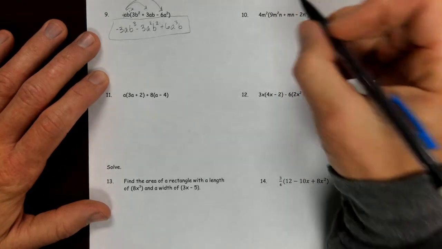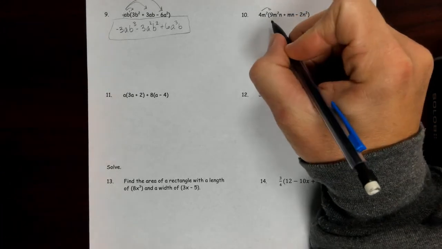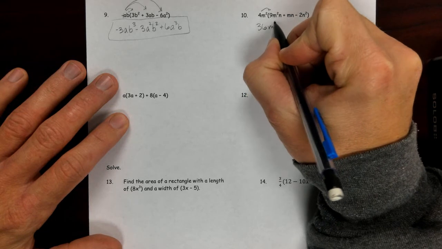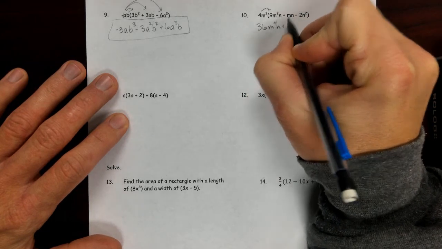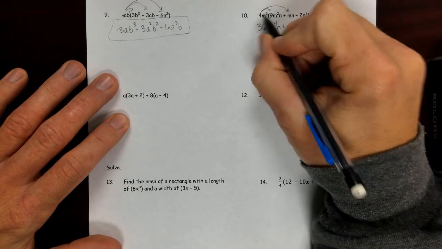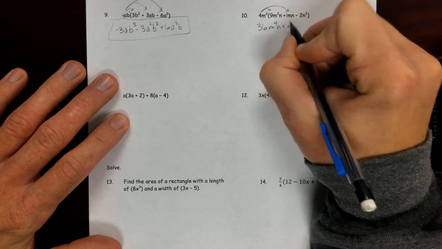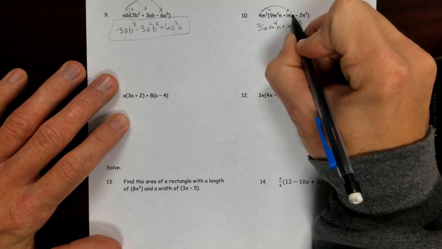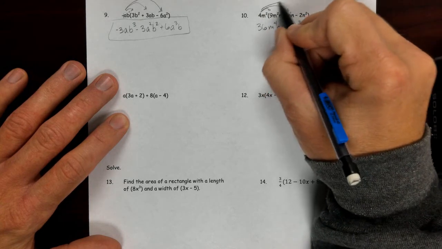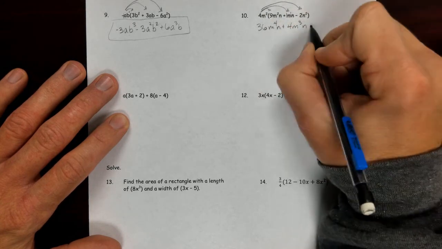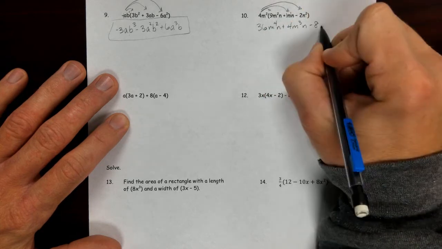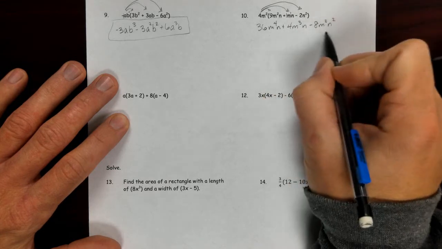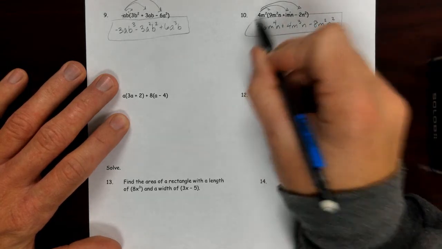All right, let's go to number 10. Same thing, we're going to distribute. 4 times 9 is 36. M squared is going to give me M to the fourth, N, plus 4 times 1 is 4. M squared times M to the first is M cubed, N. Distribute to your last term. 4 times negative 2 is a negative 8. M squared, N squared. Look for like terms. There are no like terms, so we're done.